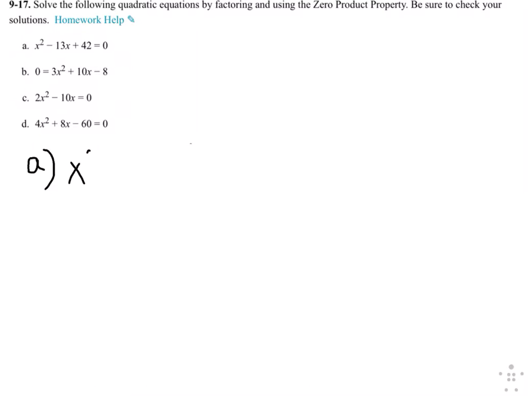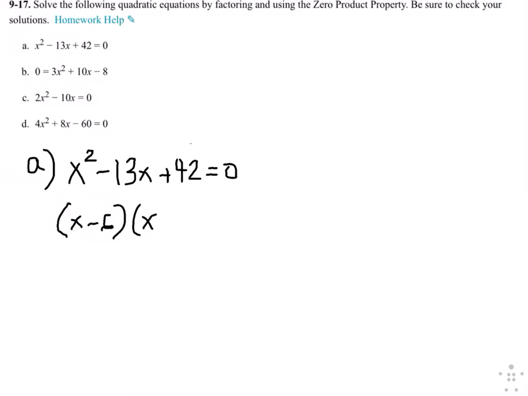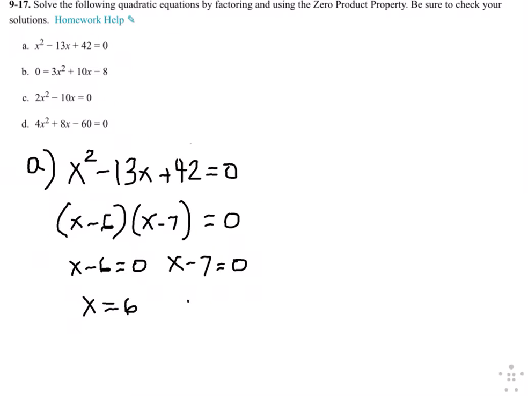Okay, so we have x squared minus 13x plus 42 equals 0. So it's what times what is 42 and added is negative 13? That's negative 6 and negative 7. Added is negative 13, multiplied is positive 42. So that means either x minus 6 is 0 or x minus 7 is 0. Zero product property. So x equals 6 or x equals 7. So 6 and 7. Okay, that's A.